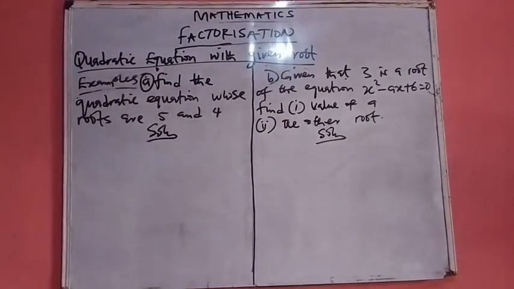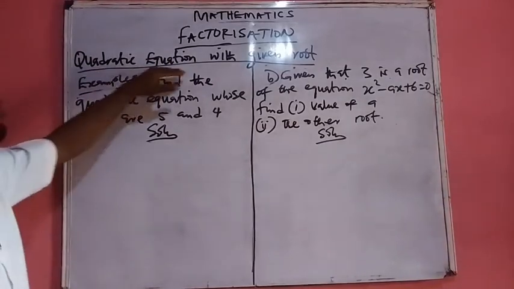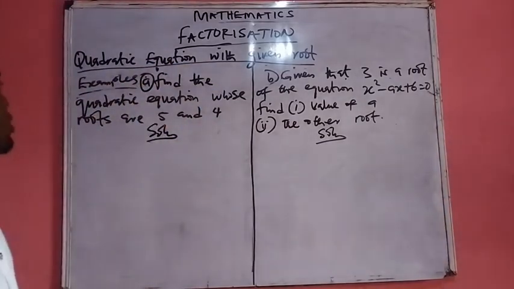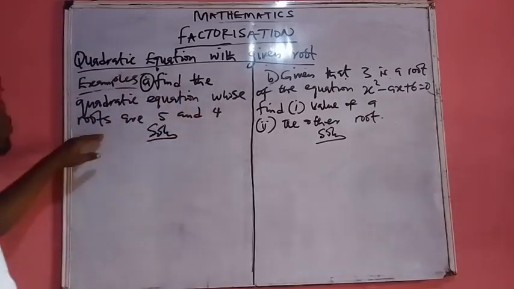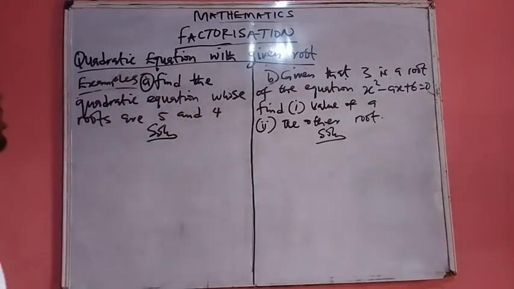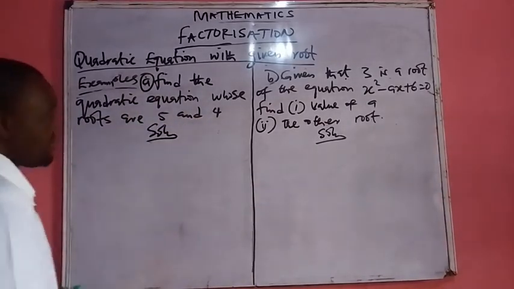Okay, now we're going to be looking at the last topic in quadratic factorization. That's quadratic equation with given roots. Look at the question. The first question said, find the quadratic equation whose roots are 5 and 6. They are asking us to use this to bring out a quadratic equation.